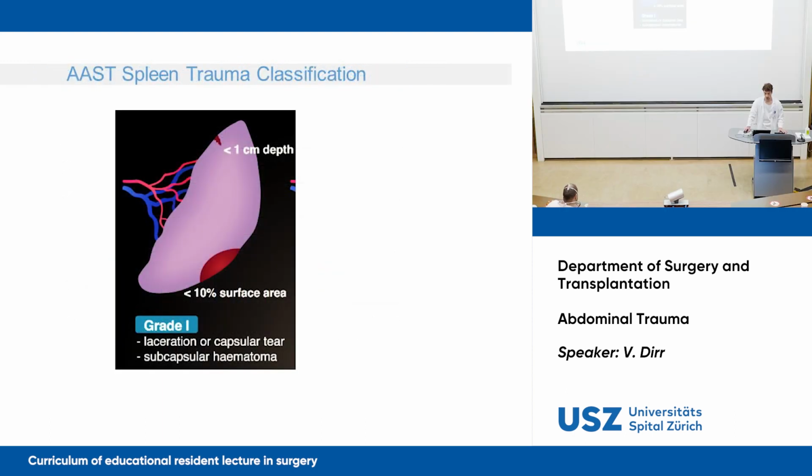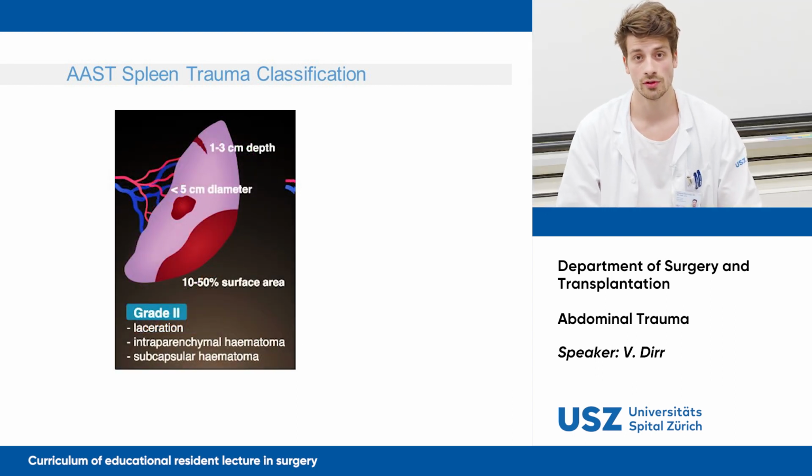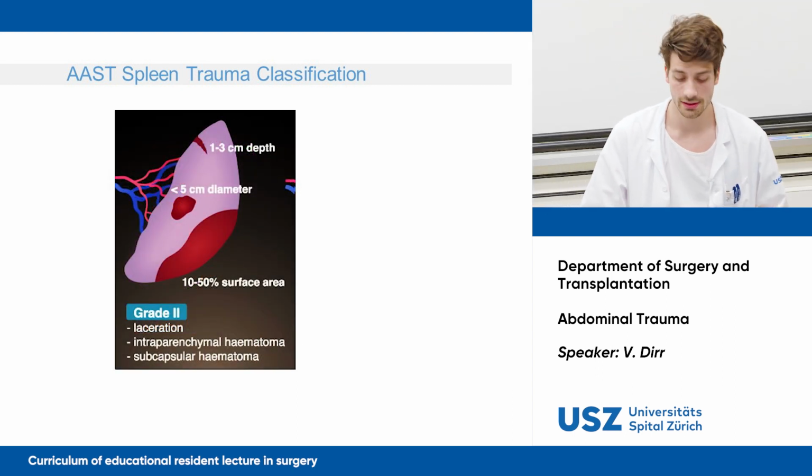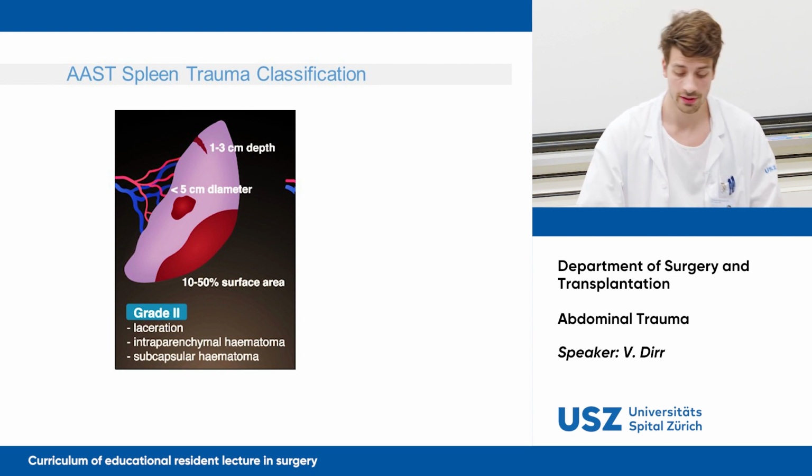Moore et al. have introduced a classification system in order to classify basically any solid organ injury, but in cases of the spleen, grade 1 is about a laceration or a hematoma, and grade 2 is about an increase of the depth, for example, 1 to 3 centimeters, 10 to 50% surface area covered of the spleen.